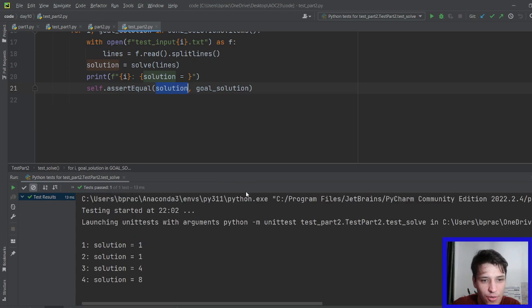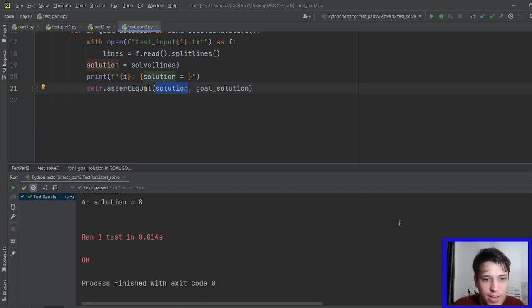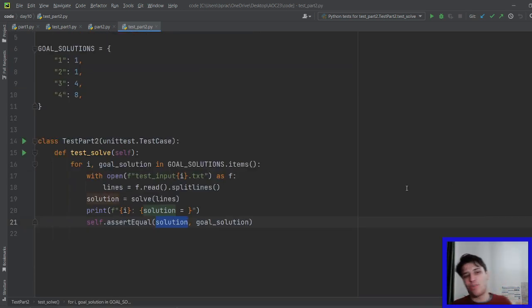All right, and we're given 4 test inputs this time. We, of course, run our solution on all 4 test inputs. That looks good. So we'll also run it on the real input, and it turns out that also gives us the right solution.